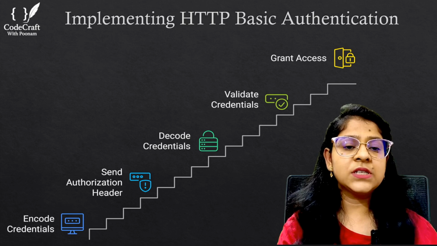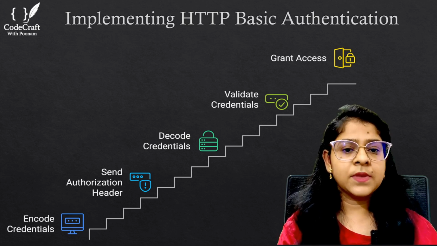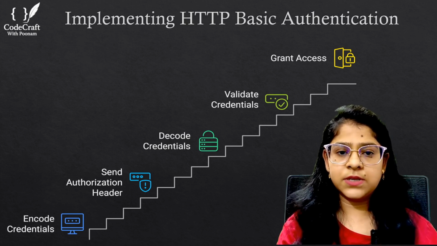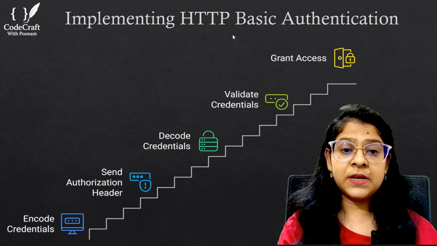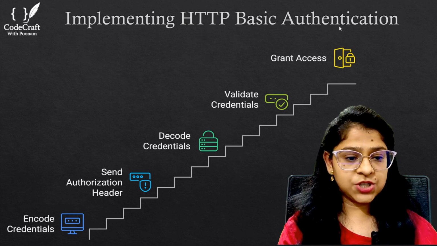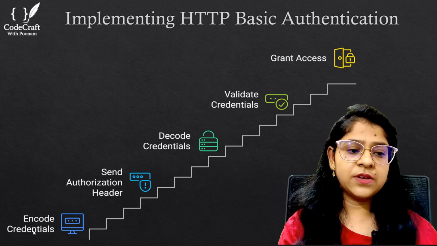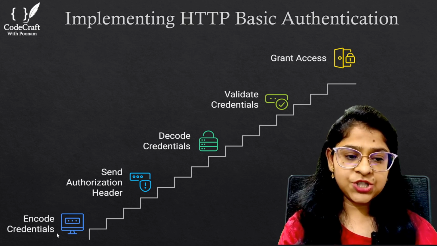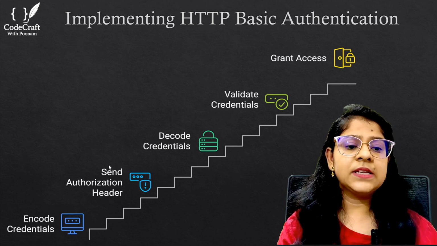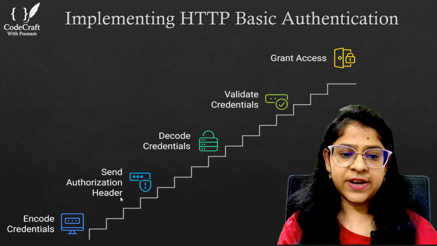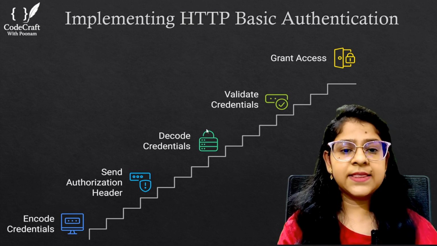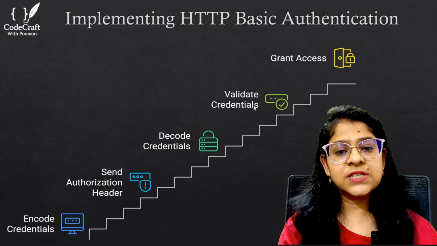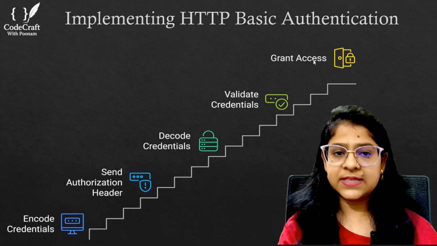So we will cover that in a future video. Okay, so for now, we are going to see this basic authentication. So, how do we implement this HTTP basic authentication? First we encode the credentials, then they are sent as an authorization header, and then the server decodes the credentials, validates them, and then grants the access.